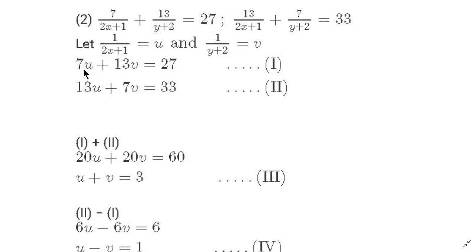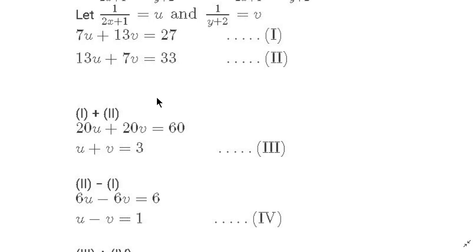Now we can see here 7 into u, 7 into this, is equal to the original term. So that 7 into u plus 13 into v is equal to 27. Similarly, 13 into u plus 7 into v is equal to 30. These are our new equations, which are linear.